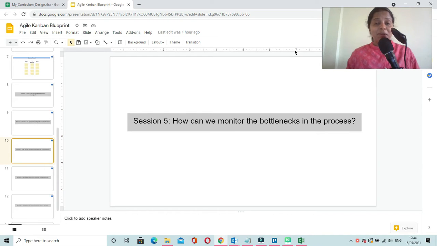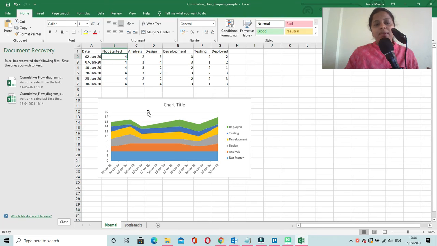Now that we have implemented the Kanban method, let us understand what happens after you implement it. While you streamline the process, try to improve your process, and monitor the process, there is a beautiful tool available to monitor the process. Let us look at this example.